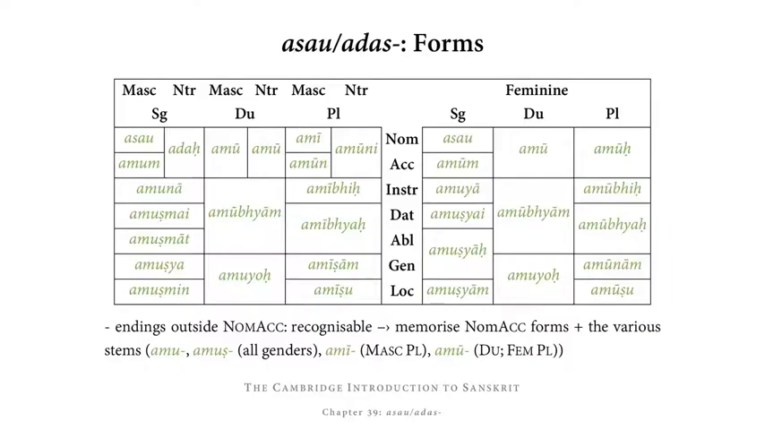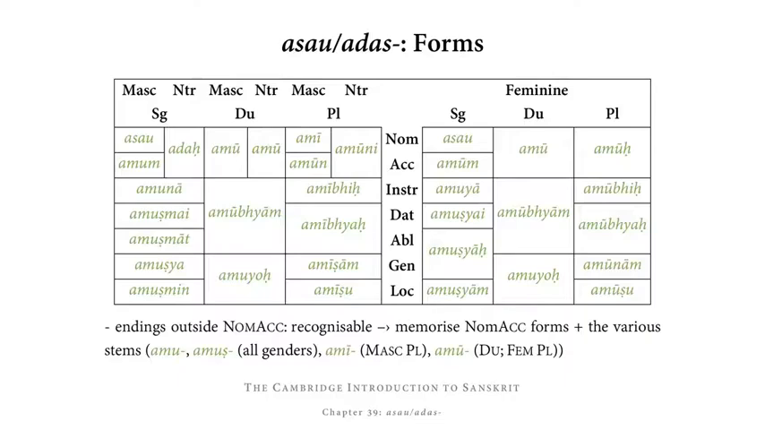Then in the dual, the form for nominative and accusative in all three genders is amu. This is parallel to what we've seen in other paradigms where the ending for nominative and accusative dual was either a long vowel or a diphthong. Then in the plural, we get for the masculine ami and amun, for the neuter amuni, and for the feminine amuh.